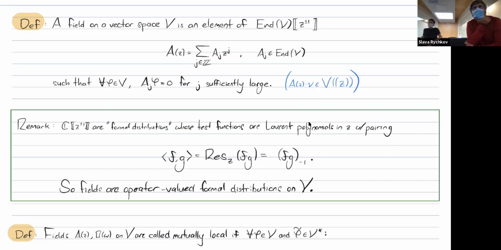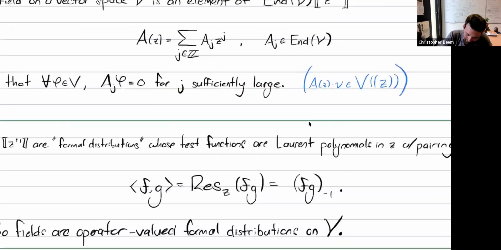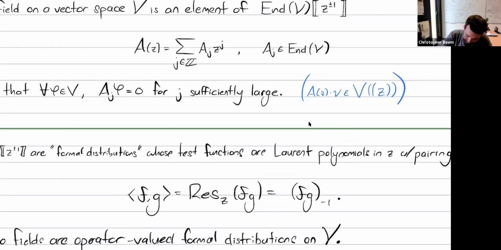Actually, should there be in J sufficiently large negative or something like that? That's right. Sorry. That's absolutely right. Yeah.